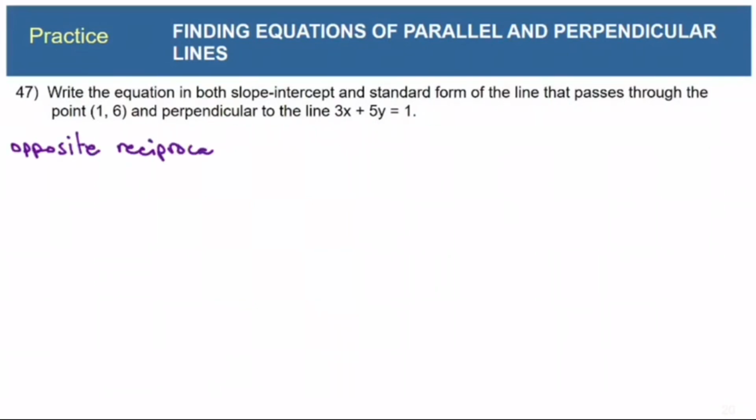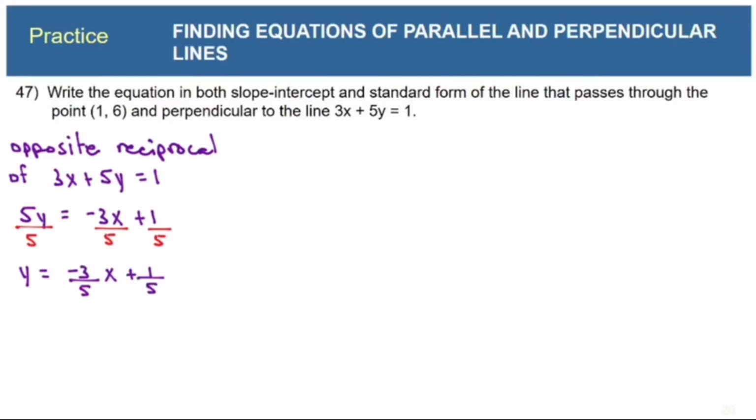Let's solve that line for y so that we can see what its slope is. And when I solve for y, I see that the line they gave us has a slope of negative 3/5. That means the slope of my new line needs to be positive 5/3. Change the sign and flip the number over.